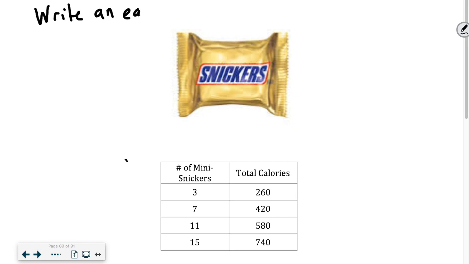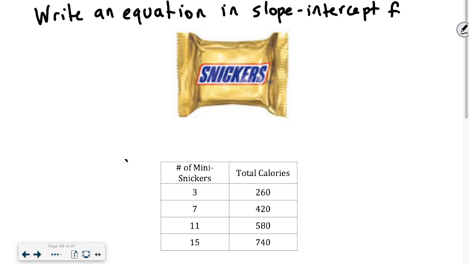Equation in slope-intercept form from, oops, can't spell, from a table.